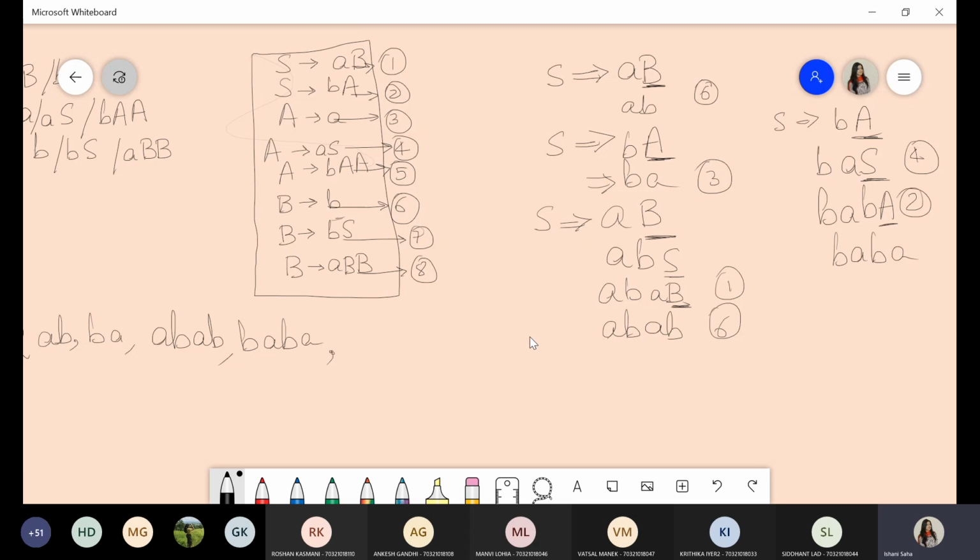Since there are so many productions, at least try all the productions once. So I'll take this time, let's say A capital B, that is the first one. And now this capital B, I'm going to replace it with A capital B. And this B, I can replace it with small b. It is A.